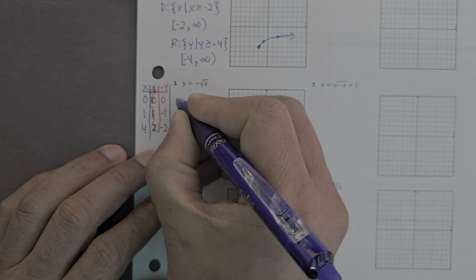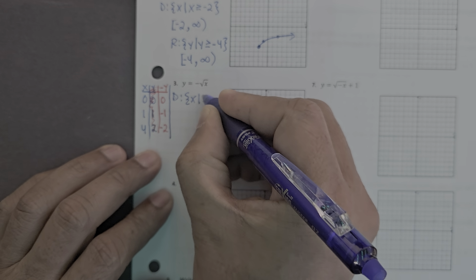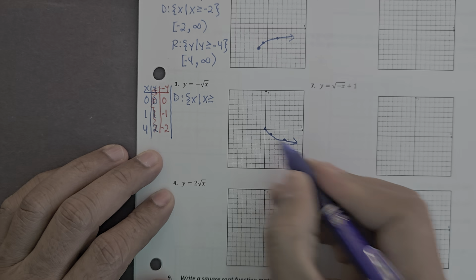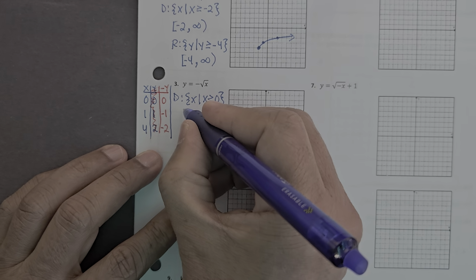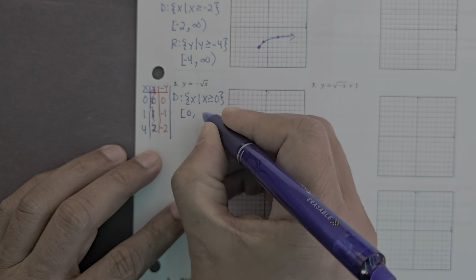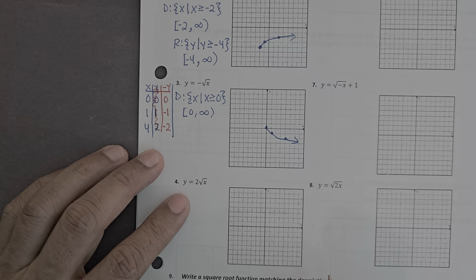So I'm going to separate this here. Domain is x such that x is greater than or equal to 0, from 0 to the right. And in interval notation, bracket, 0 to infinity. Okay, so that's the domain.